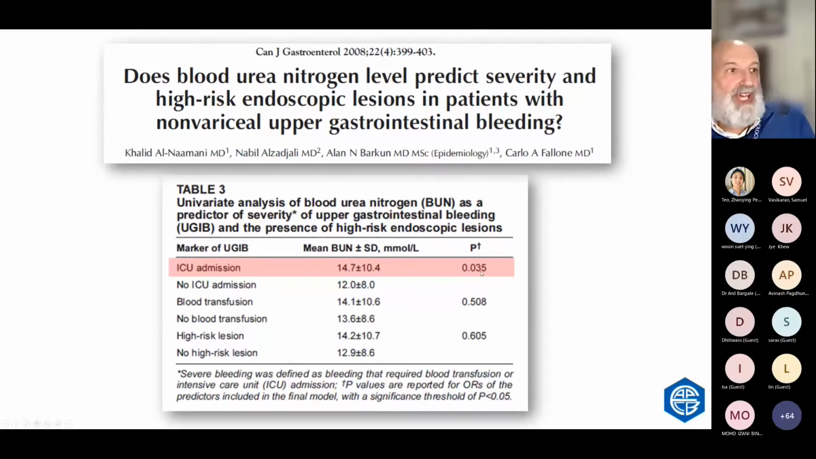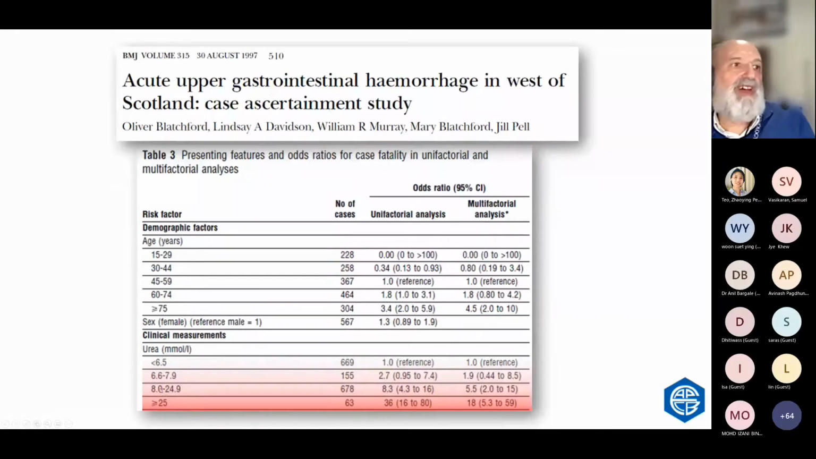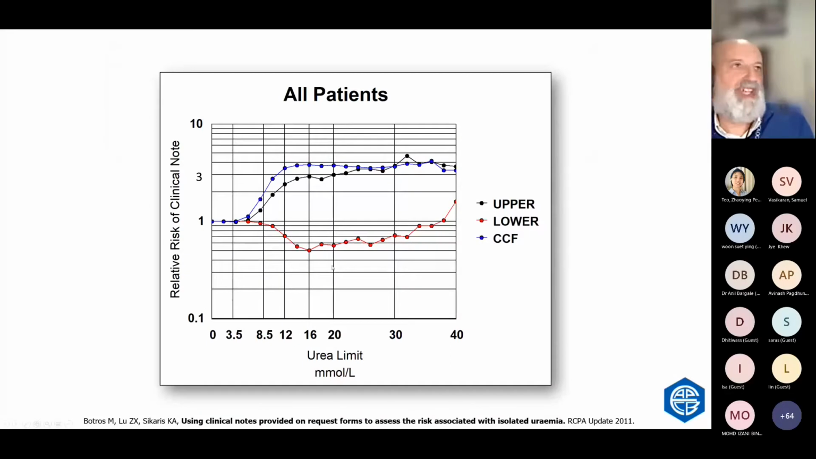And if your urea is over 8 or 25, your chances of dying from that gastrointestinal hemorrhage have increased exponentially. So to me, the urea level, particularly in the presence of a normal creatinine, is a warning sign about GI bleeding with or without the presence of anemia.